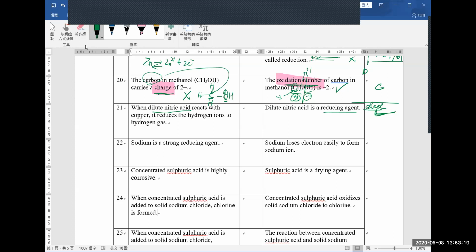Now, I highlight with you the two chemicals. It is dilute nitric acid, reducing agent.